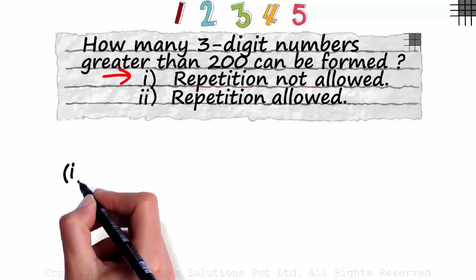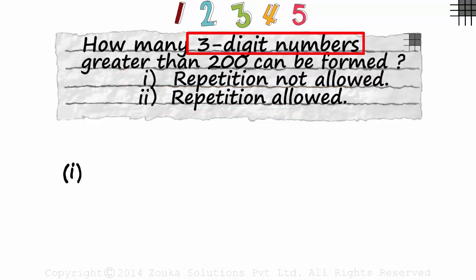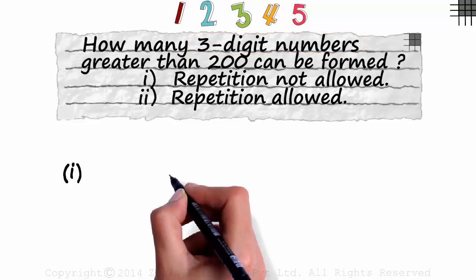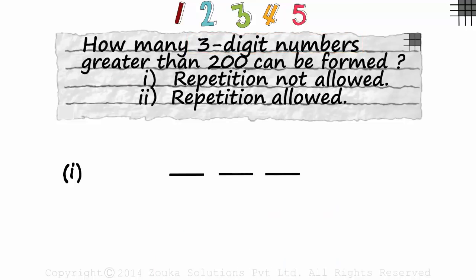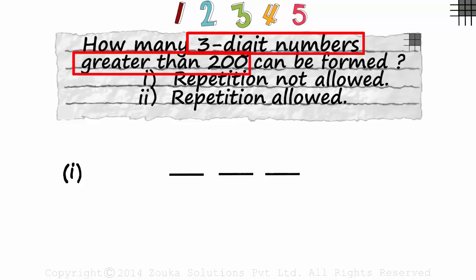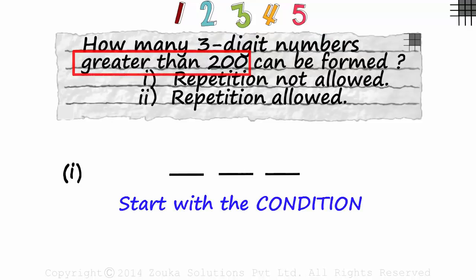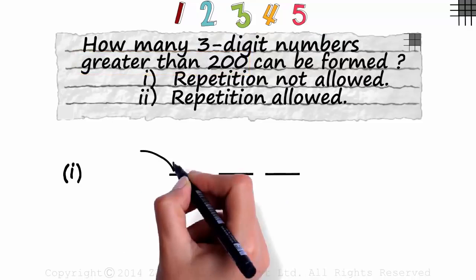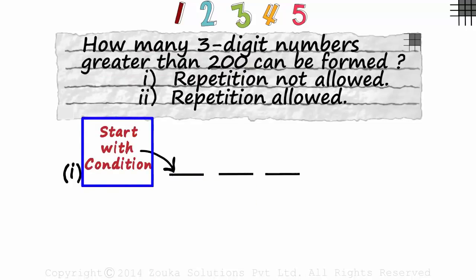Let's understand the first case. We have to form 3-digit numbers, so we make 3 slots for each of the digits. Read the question again. Do we have a condition here? Yes, the condition is that the 3-digit number must be greater than 200. And we have seen before that if we have a condition, we always start with it. It means we start with the hundreds place. This is a golden rule. If you're given a condition, always start with it.